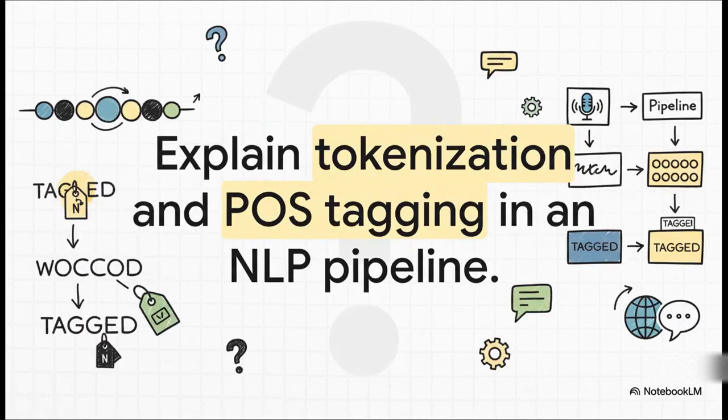This is a very, very common exam question. You should definitely be able to sketch out these steps in order and just write one quick sentence for each one. So for tokenization, you just say it's about breaking text into smaller units, like words. And for POS tagging, you'd say it's about assigning each word its grammatical category, like noun or verb. Easy points.